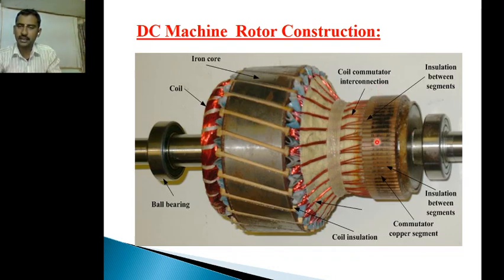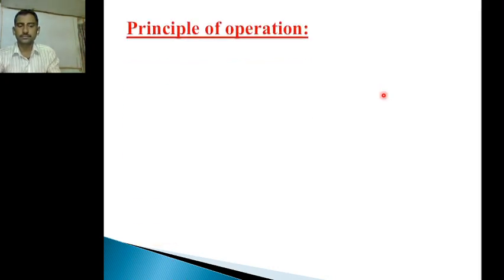This is the commutator arrangement, and the detailed discussion of the commutator arrangement we will see in our future discussions. After the commutation we will collect the supply from the brushes. However, here there is no representation of the brushes. And for the smooth rotation of this armature core we provide the bearings, and this entire arrangement is placed on the shaft. So this is about the rotor construction of the DC generator. This is about the construction of the DC generator, and in our future video we will see the principle of operation of the DC generator. Thank you.